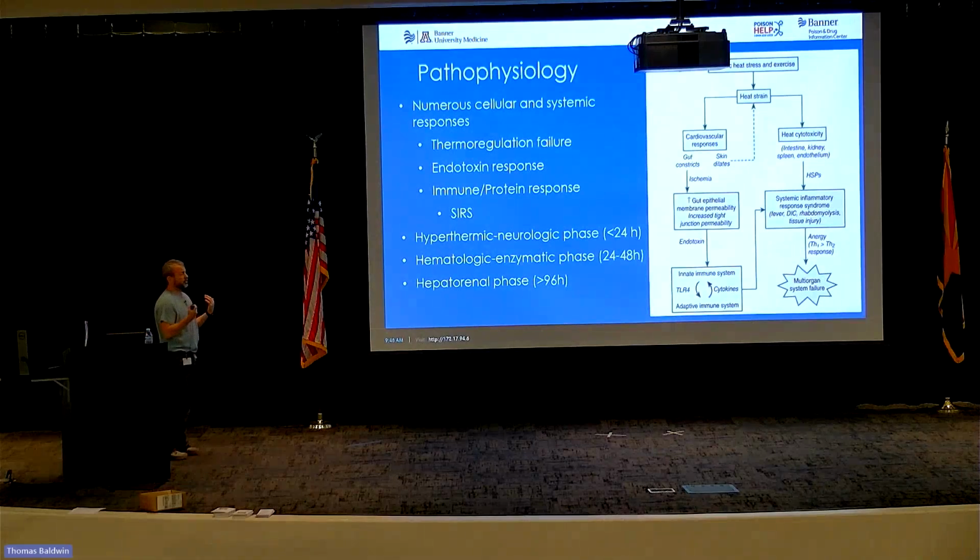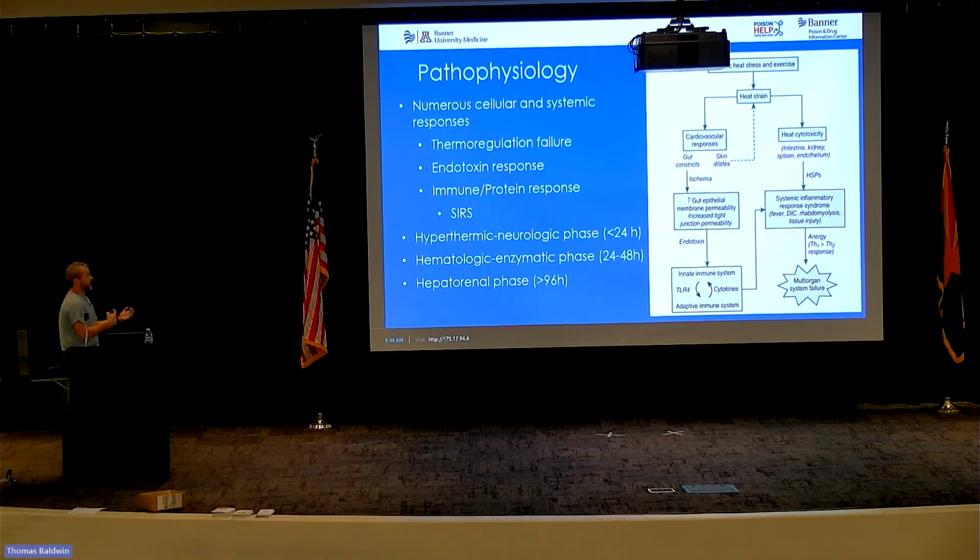And so what underpins heat stroke is this relatively complex derangement within numerous cellular and systemic systems. Generally speaking, we have failure of thermal regulation, again, whether behavioral or autonomic.